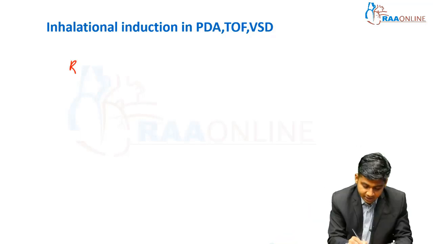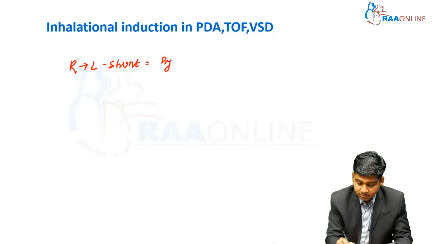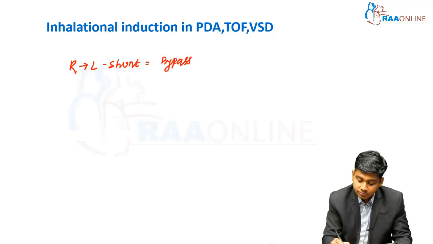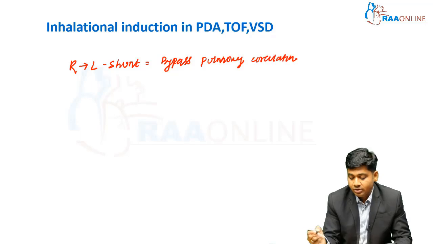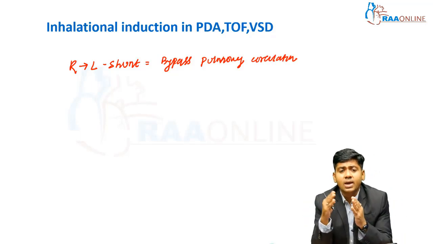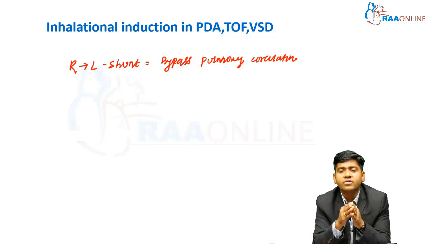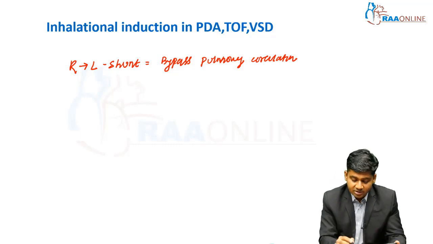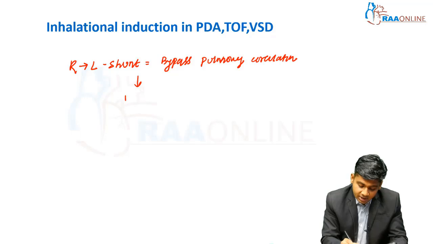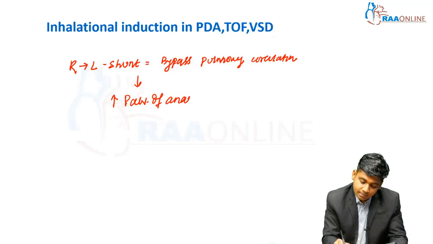So whenever, suppose, why the shunting? Suppose there is a right to left shunt, it bypasses the pulmonary circulation. When we have a right to left shunt, we generally bypass the pulmonary circulation. So the blood will not go to the lungs, it will go directly from the right ventricle to the left ventricle. So it will lead to a higher partial pressure of the anesthetic gases in the alveoli.